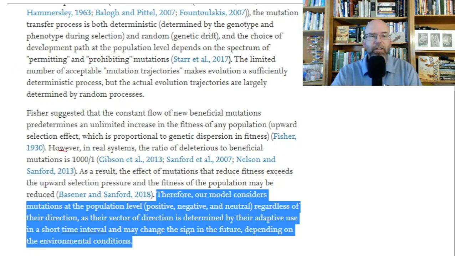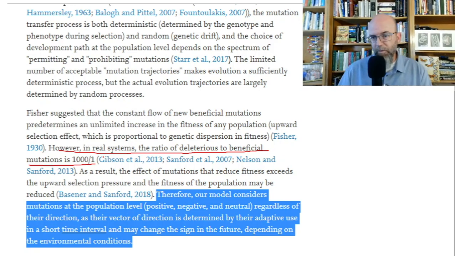However, in real systems, the ratio of deleterious to beneficial mutations is 1,000 to 1. All right. Now, that's a really important piece of data. You know, are deleterious mutations really 1,000 for every single beneficial mutation? And what exactly does deleterious mean? It sounds really bad. Notice the reference, right? They're specifically referencing this value to Gibson et al., Sanford et al., Nelson and Sanford in 2013. All of those intelligent design articles or young earth creationist articles.